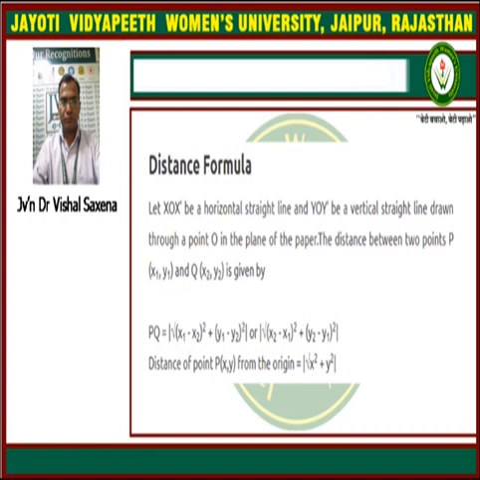Then the distance formula can be written as either the square root of (x2 minus x1) whole square plus (y2 minus y1) whole square, or the square root of (x1 minus x2) whole square plus (y1 minus y2) whole square. So the distance between the 2 points P and Q is given by the square root of (x2 minus x1) whole square plus (y2 minus y1) whole square.